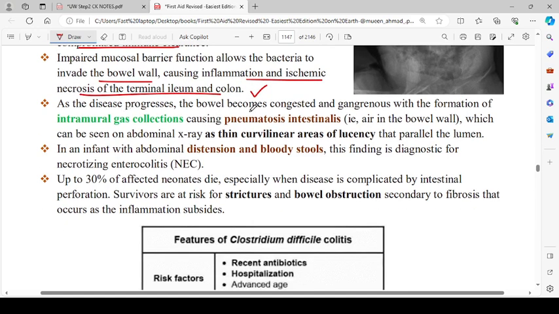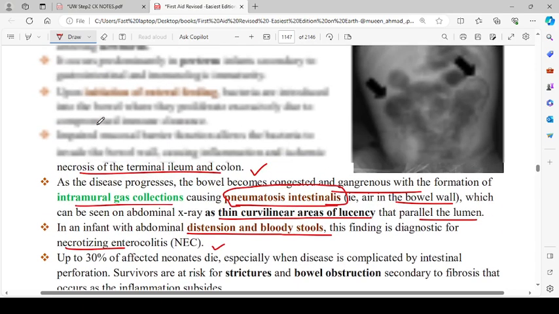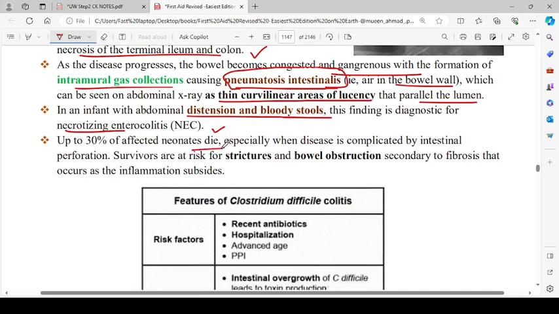As the disease progresses, the bowel becomes congested and gangrenous with the formation of intramural gas collections, causing pneumatosis intestinalis, that is, air in the bowel wall, which can be seen on abdominal X-ray as thin, curvilinear areas of lucency that parallel the lumen. In an infant with abdominal distension and bloody stools, this finding is diagnostic for necrotizing enterocolitis. Okay, so pneumatosis intestinalis is a very important hallmark. Air-fluid levels will also be seen in necrotizing enterocolitis. Up to 30% of the affected neonates die, especially when the disease is complicated by intestinal perforation. Survivors are at risk of strictures and bowel obstruction secondary to fibrosis that occurs as the inflammation subsides.